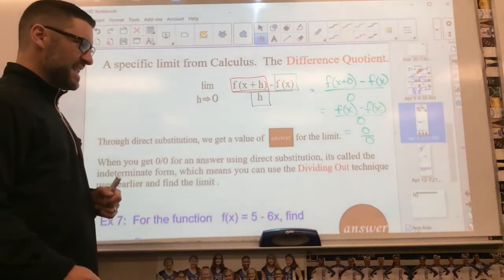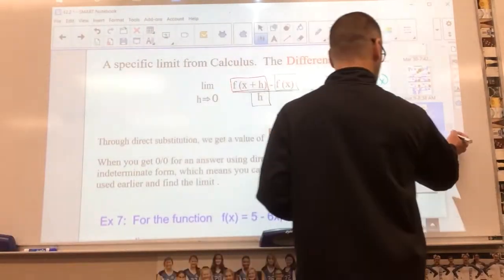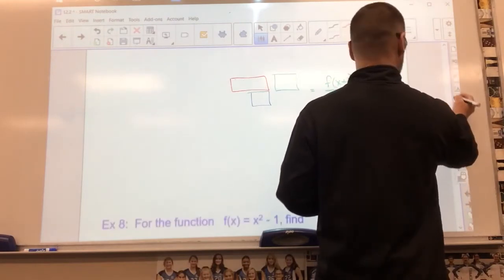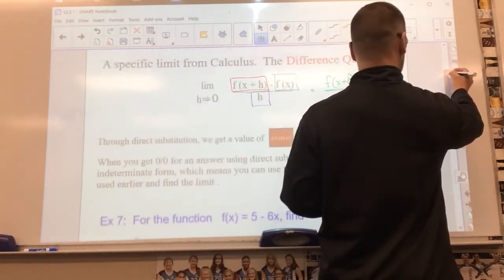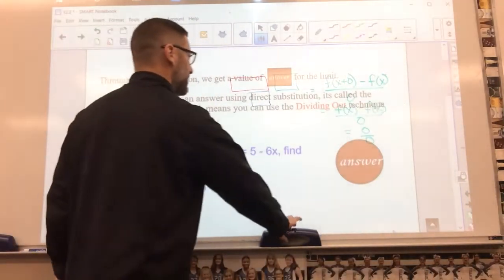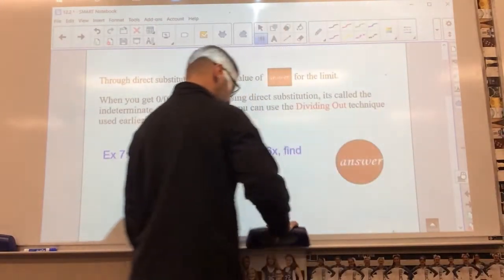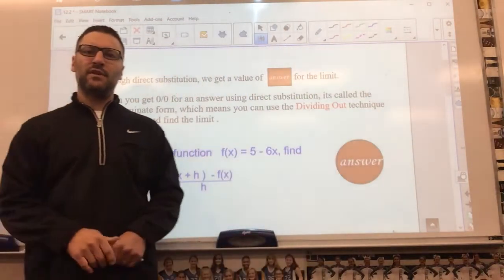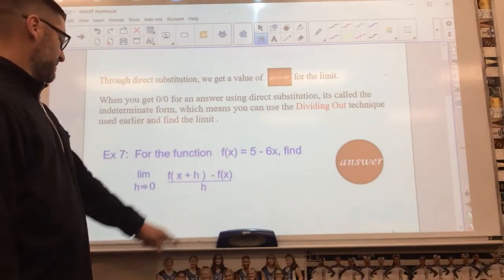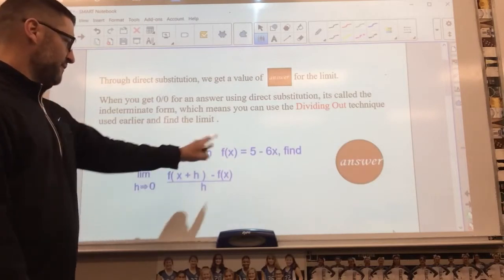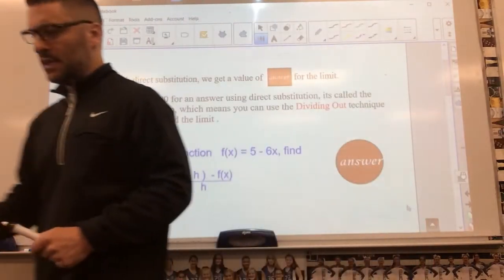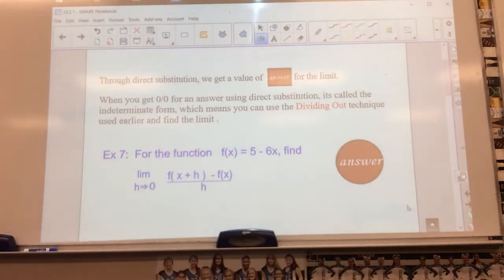This actually has a name. The name of this is called the indeterminate form. What it basically means is that when we do this problem like this, and we get 0 over 0, we have to do some algebra with it. We have to do some of those weird techniques that we learned earlier to try to find the limit. So for this function, find this limit for this function. And we'll use this thing called the dividing out technique to do it. And then we'll get our answer.